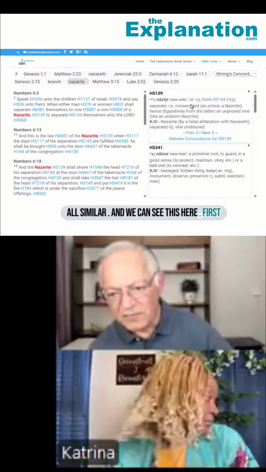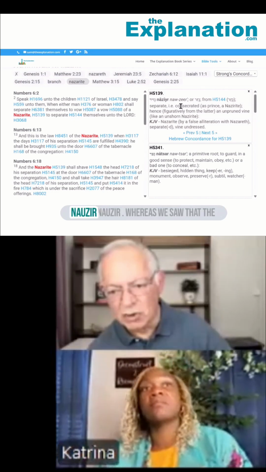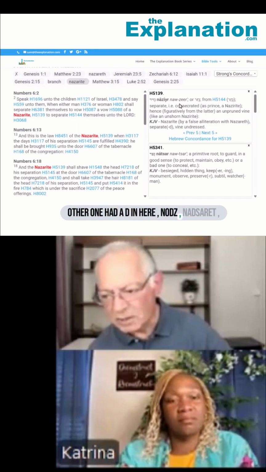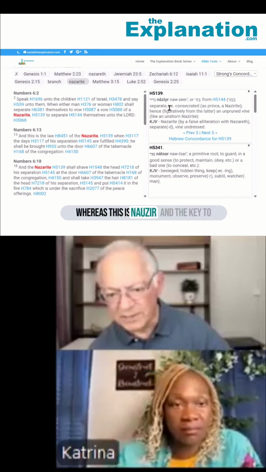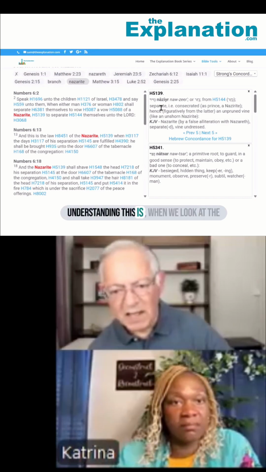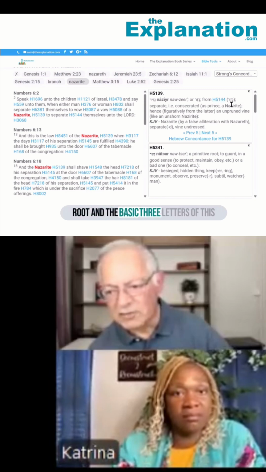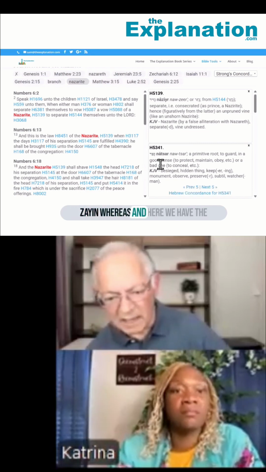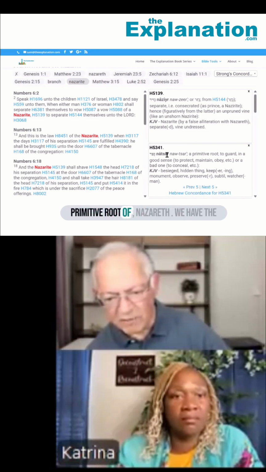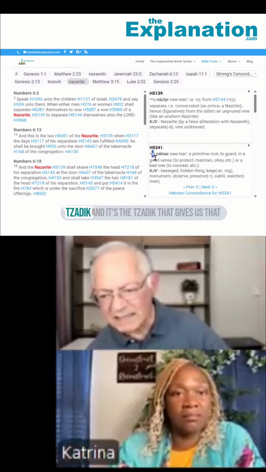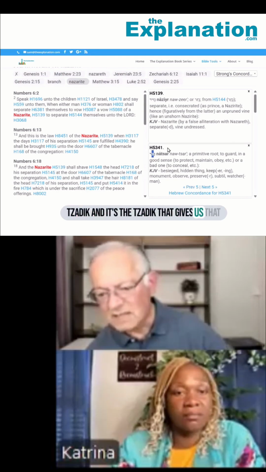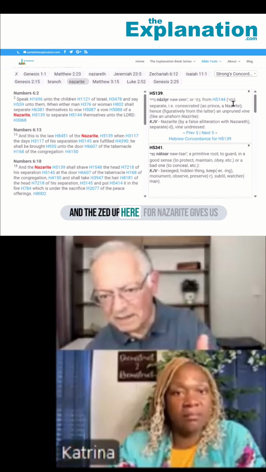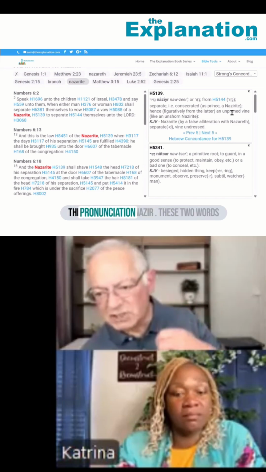And we can see this here, first of all, by the pronunciation. Here, this is Nazir, whereas we saw that the other one had a tzaddik in here, Nazareth, whereas this is Nazir. And the key to understanding this is when we look at the root and the basic three letters of this word, in Hebrew, this middle letter is a zayin, whereas, and here we have the primitive root of Nazareth, we have the tzaddik, and it's the tzaddik that gives us that pronunciation of Nazareth, and the Z up here for Nazarite gives us the pronunciation Nazir.